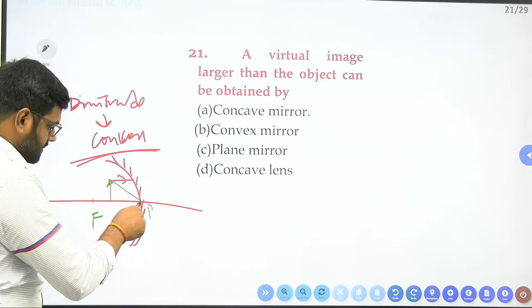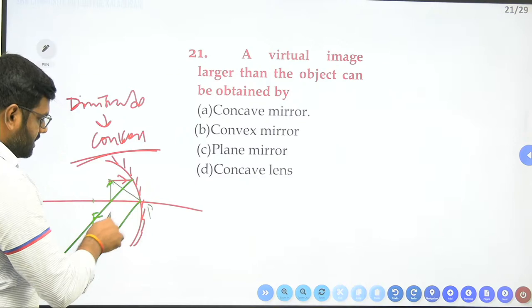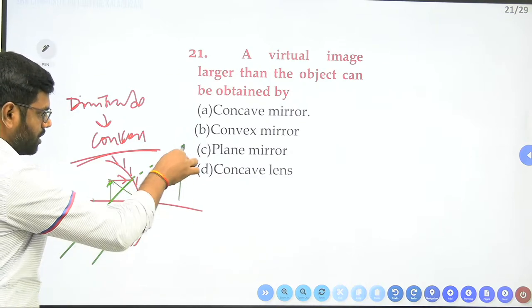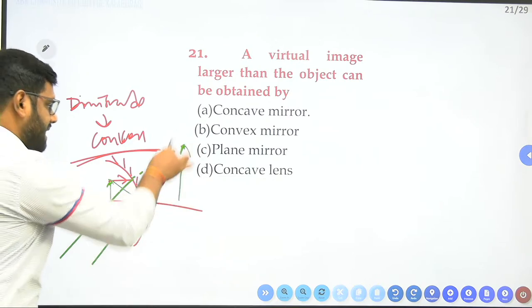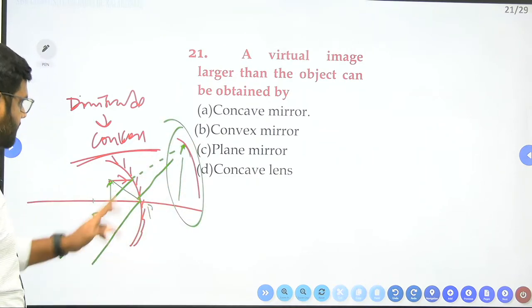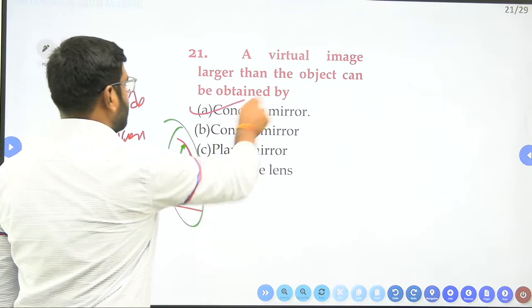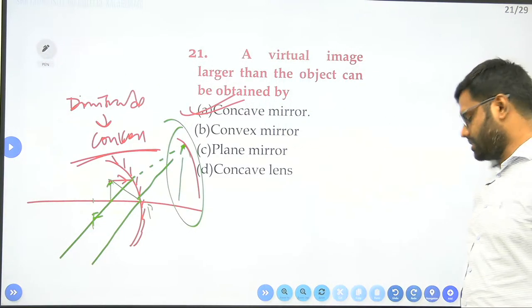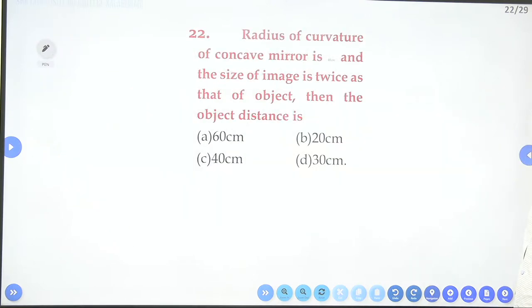So these rays appear to be coming from this point. This is what a virtual image is, and this is a magnified image. So in the case of a concave mirror, we get a magnified virtual image. The next question: the radius of curvature of a concave mirror is 40 centimeter.